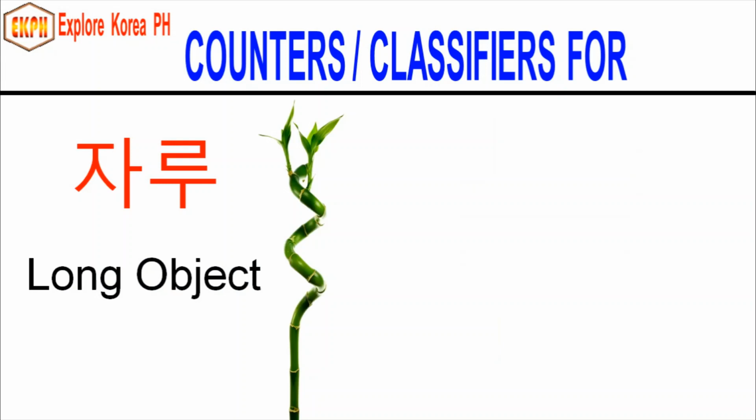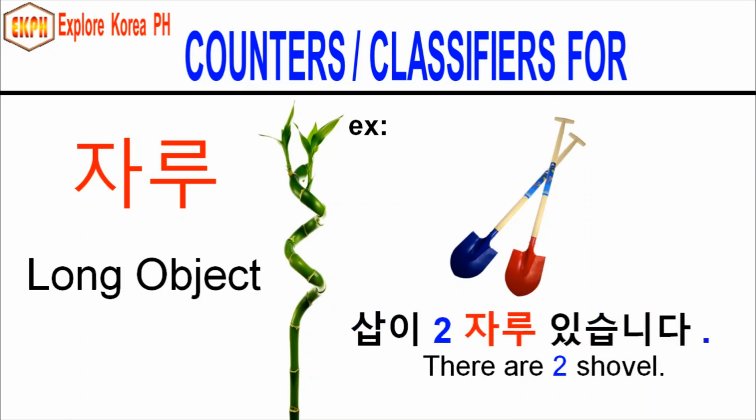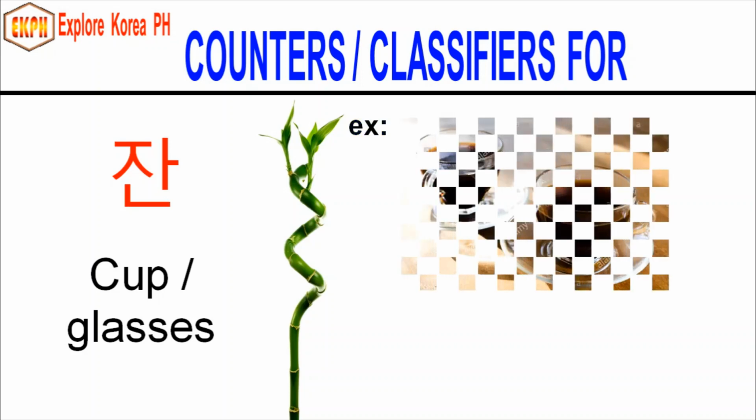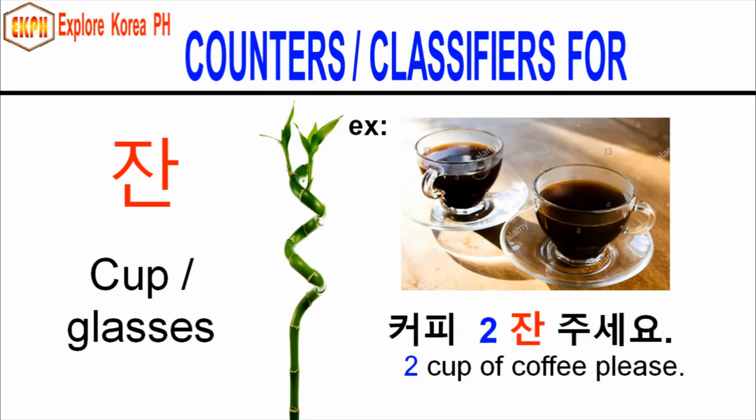자루 for the long object. So kagaya ng pala, there are 2 shovels. Kaya sabi, 2자루 있습니다. 잔 for the cup or glasses. Yung mga mug. Okay, kapihan, 2 cups of coffee please. Kapag bibili, 2잔 주세요.